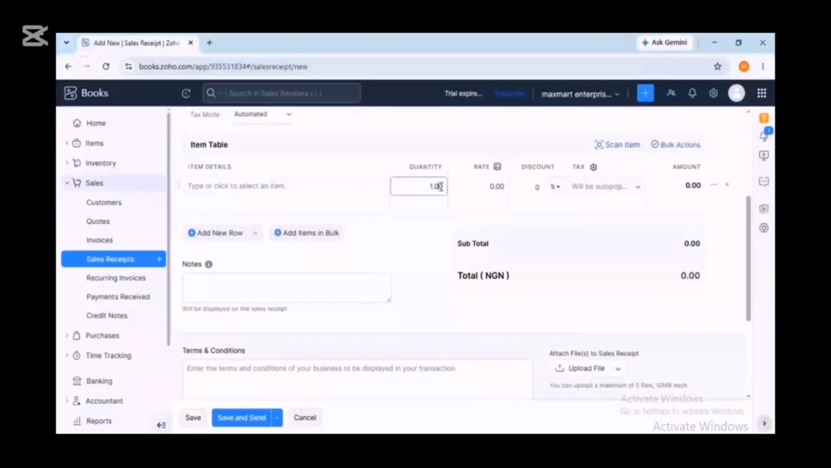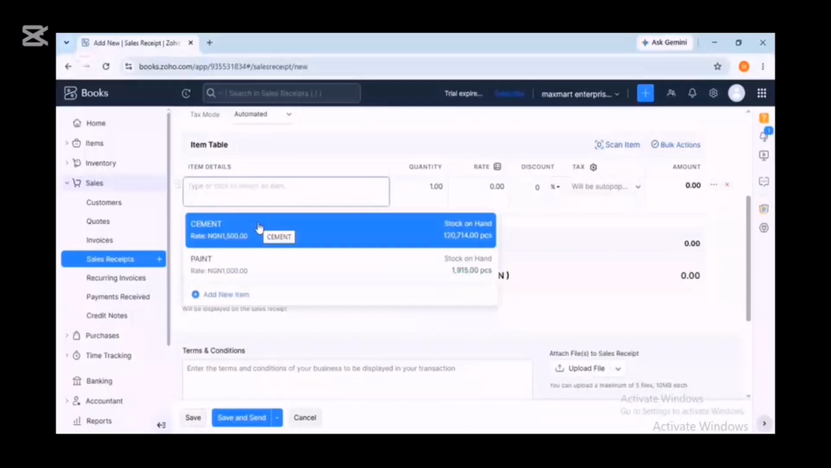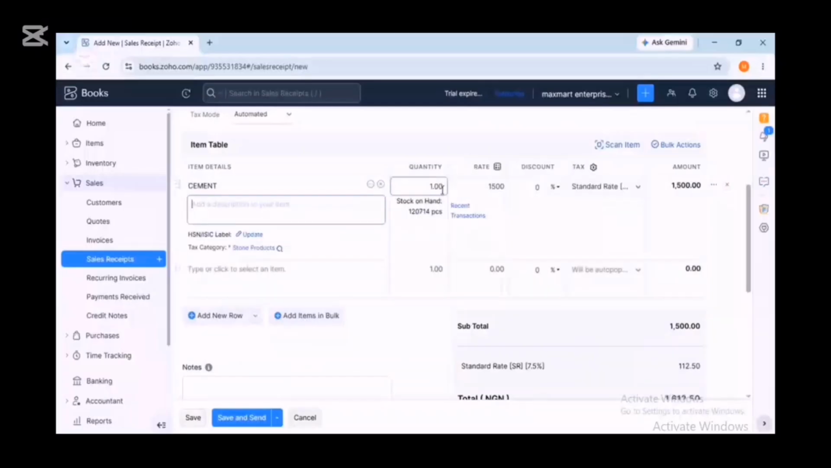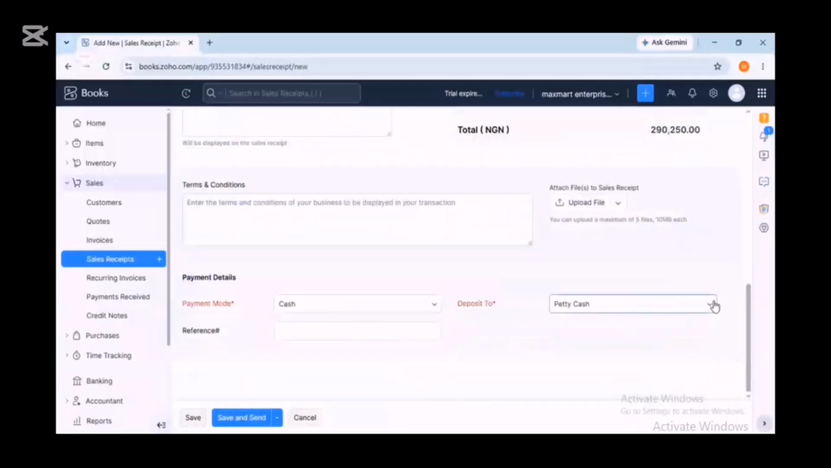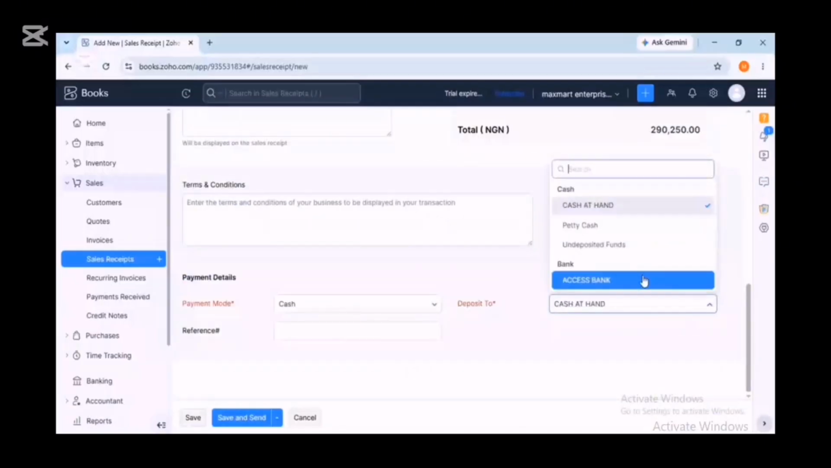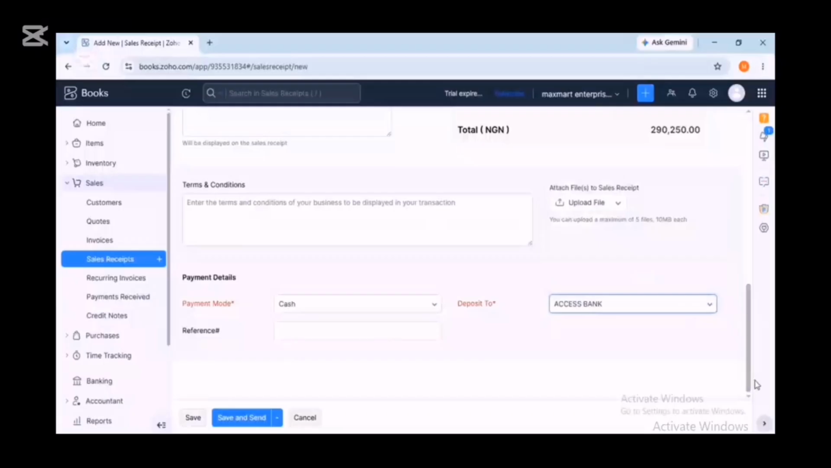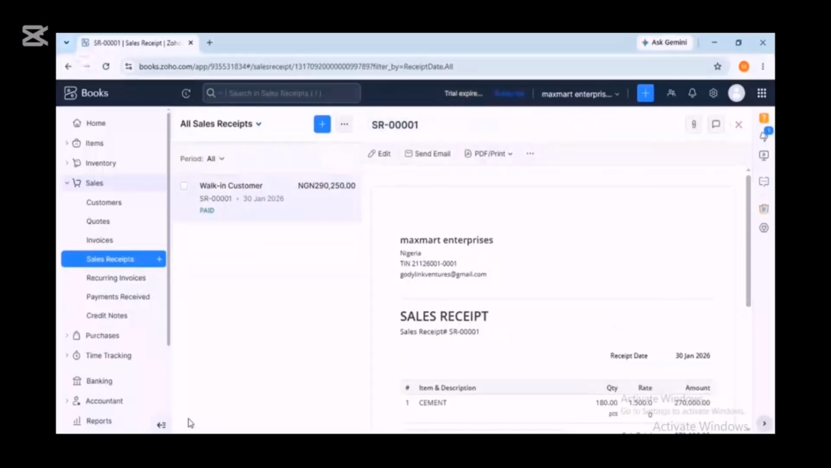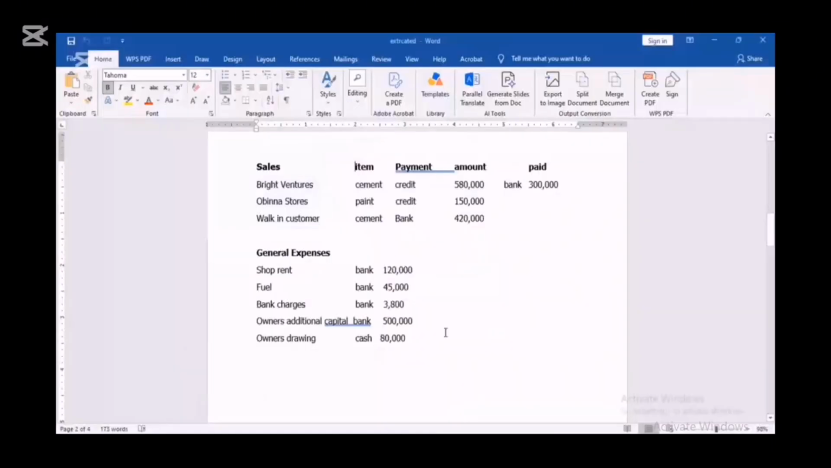Let's select the item he bought. He bought bags of cement. The quantity. So let's include that, 180 bags of cement. So let's enter where the money goes in. He pays via bank. That's that. Let's save and send. Absolutely, it is created. So that's that about reconstruction of sales.